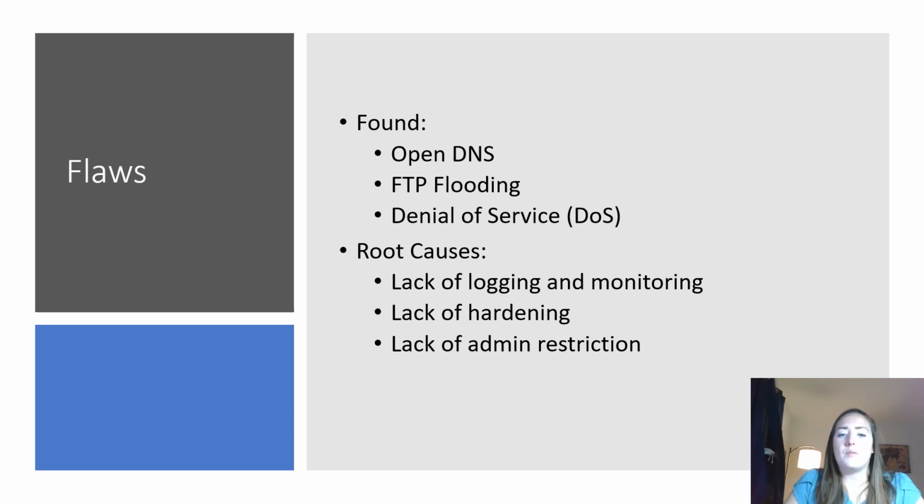The types of flaws that we found during our attack, as previously stated, were open DNS and FTP and a brute force exploit as a denial of service. This was likely caused by the lack of logging and monitoring on DNS and FTP, so admins aren't tracking exactly which devices and services are valid in order to prevent attacks. It's also a lack of using secure protocols and ports.